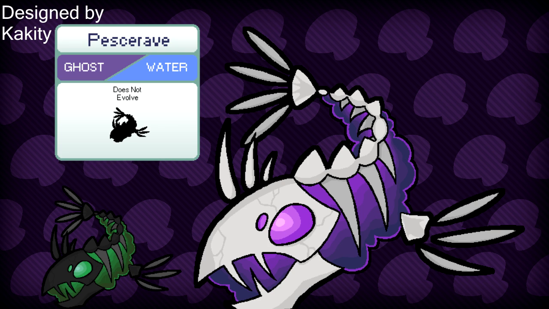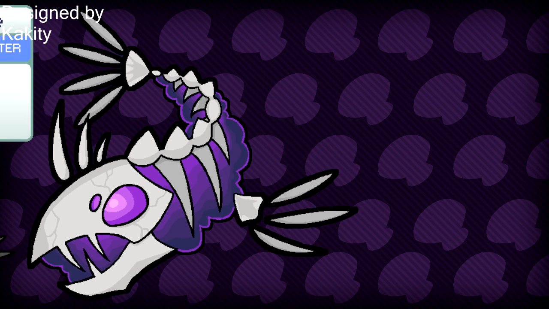This bonefish concept designed by Kakiri, I believe that's how you pronounce it, of DeviantArt. This thing is very interesting as a ghost water type, and because this type of concept is seen left and right. However, let's see how well its stats hold up.